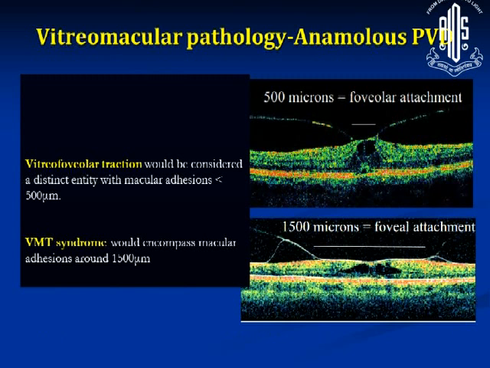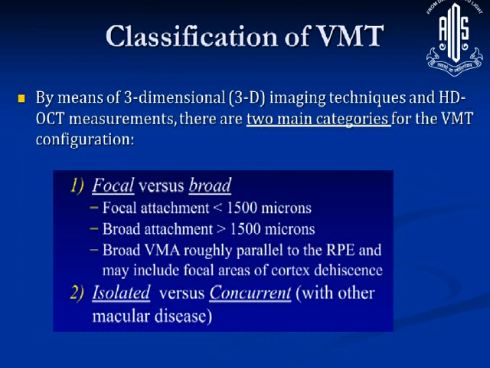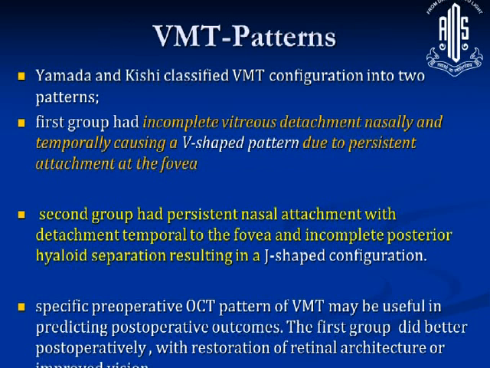So again, the classification is similar to VMA. In VMT, it is focal or broad, and it could be isolated or concurrent with other associated disorders. So it is an incomplete vitreous detachment. There is a further classification of VMT based upon whether there is a complete nasal attachment and temporal attachment. Two patterns have been described.